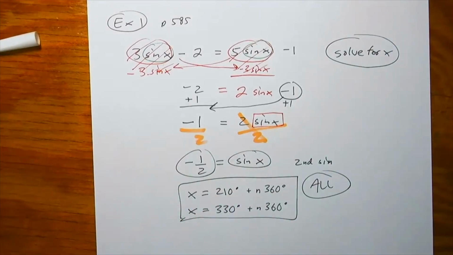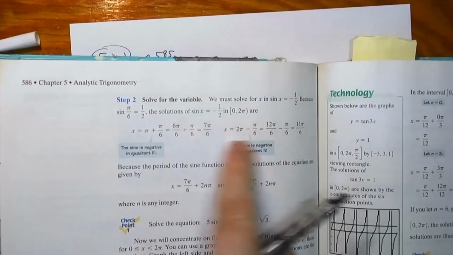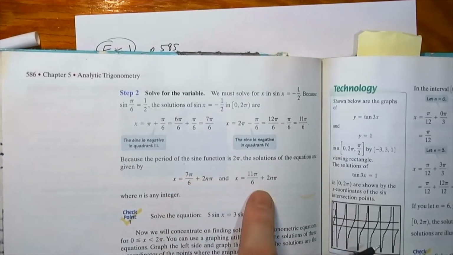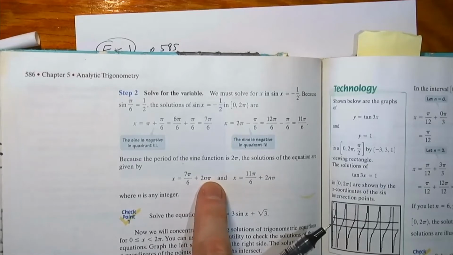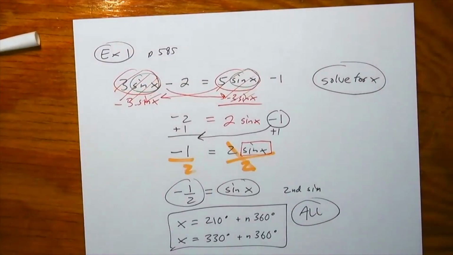Okay, so you can see that in the book. And here they are doing it in radians, and they get down to that, which is 210. 11 pi over 6 is 330, and they say 2n pi. But it's probably better if they said n times 2 pi. So they're using 2 pi instead of 360. But you see how it's easier if you do it in degrees? Okay, let's try a harder one.